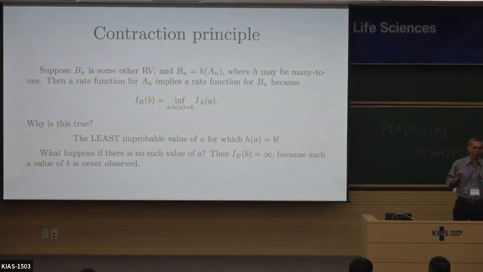This is a slightly subtle point. So just understand, if there are 15 different ways that I can get to b from a values, and I ask you, what's the asymptotic probability that I'll see some value of b? Well, I pick through my 15 different values of a that all lead to that same value of b, and I say, which of those a values has the lowest rate? And that's the value that's going to determine the rate of my value of b. The one with the lowest rate, the least improbable value. Yes? Okay?